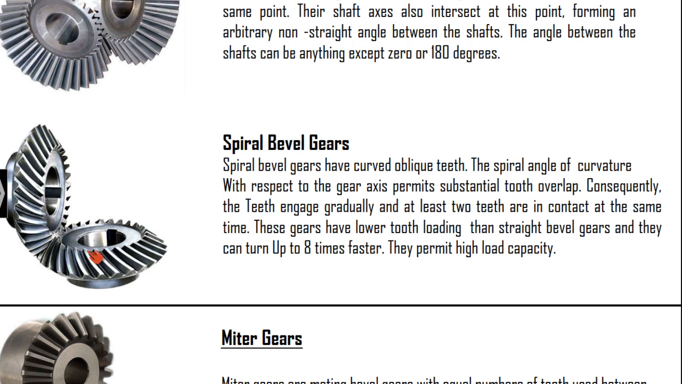The features of these teeth are the same when we compare with the bevel gear, because this helps the smooth engagement of the teeth, and at least two teeth will be in contact at a time, and this reduces the load on a single tooth. If you consider a straight bevel gear, a single tooth may be in contact, but here definitely two will be in contact. So the load will be shared between two teeth, and because of that it is smooth and it can run 8 times faster. All these are the interesting facts of this spiral type of bevel gear.